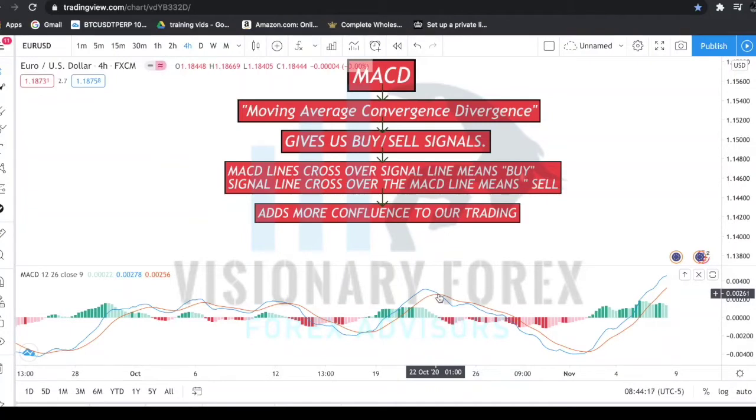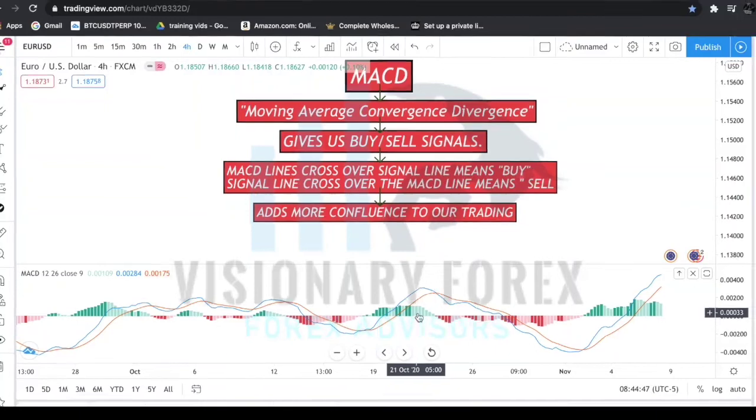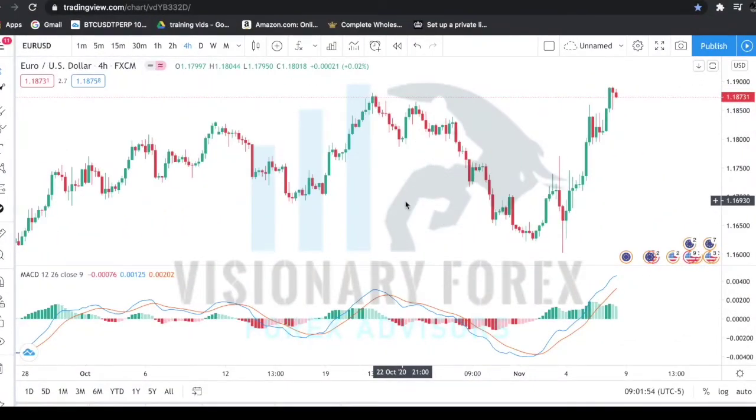MACD is one of the simplest and the most favorite indicators of traders and investors. They use MACD to find the entry and sell signals. And these small lines here are called histograms. We'll be discussing this histogram in the next example. Let's move to the chart and apply this MACD indicator. This is the euro and the US dollar 4-hour chart. Let's use the MACD indicator and find some live examples.